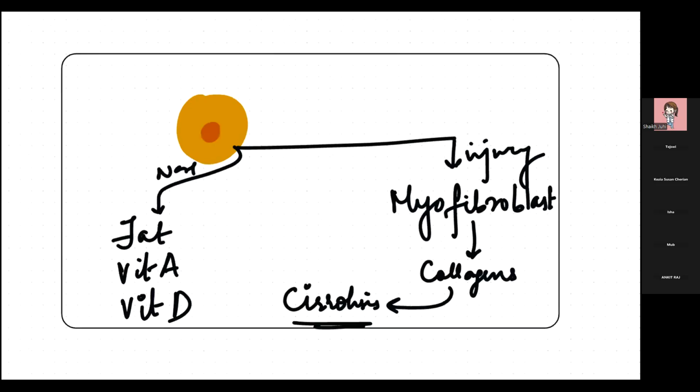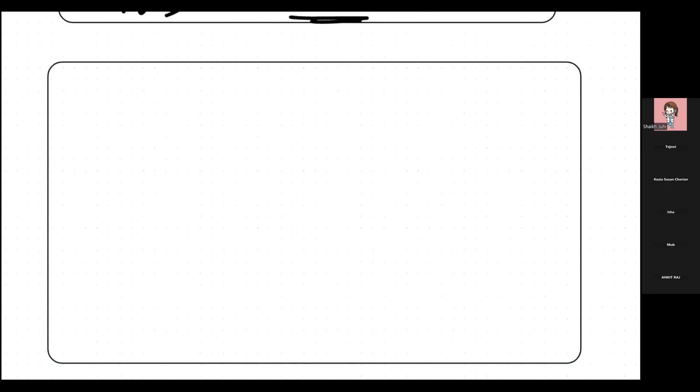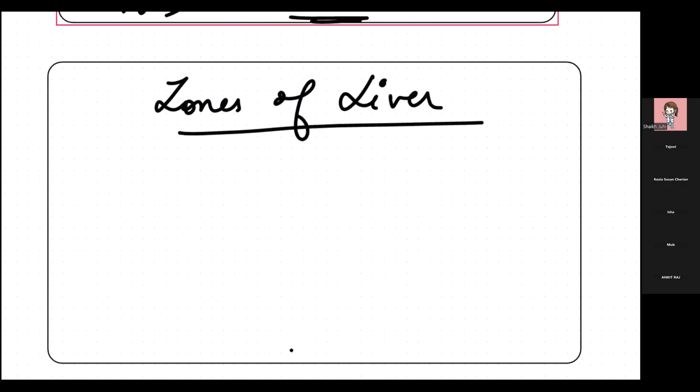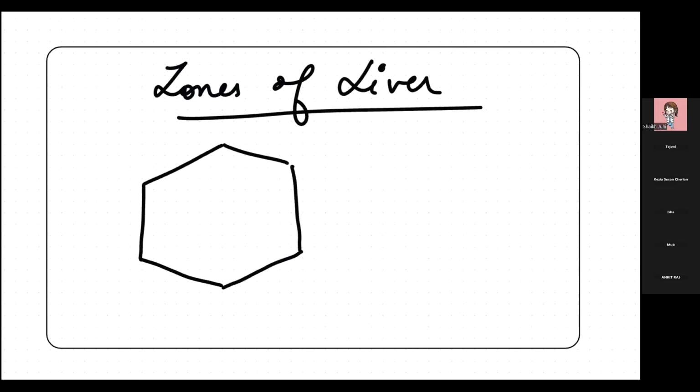Now we will be seeing another part: the zones of the liver. What are the zones of the liver? Why are we interested in the zones of the liver? Basically, it is the zones of the hepatocyte. So let's suppose this is our hepatocyte, and we know this is the central vein.